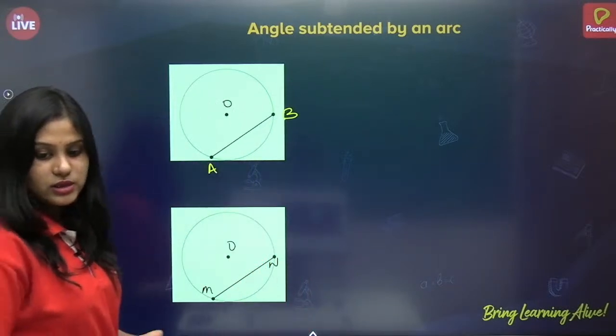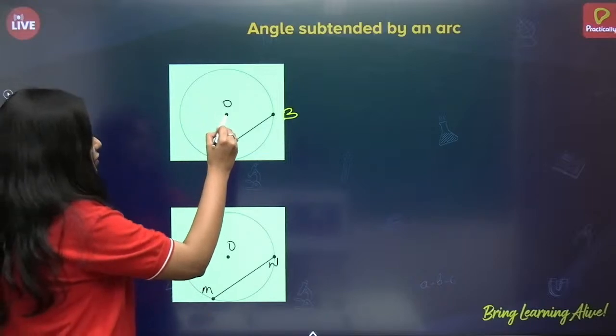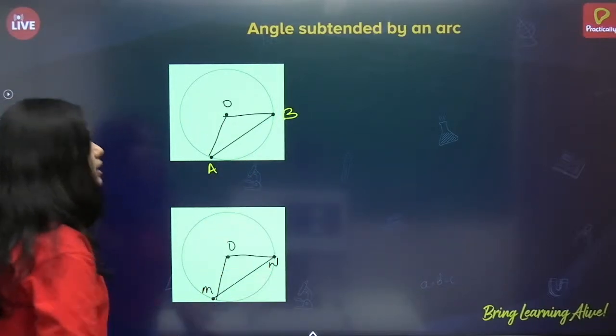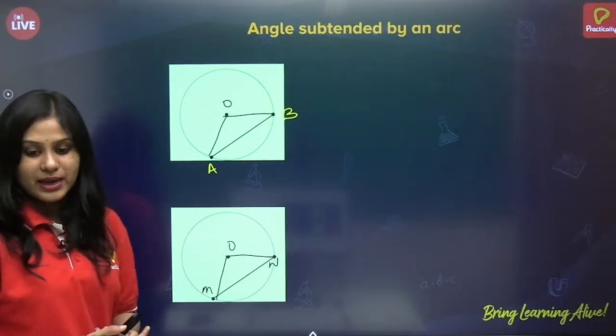All right. So let us see. Now if I join OA and OB, also joining OM and ON. Now I have to see the angle subtended by an arc.